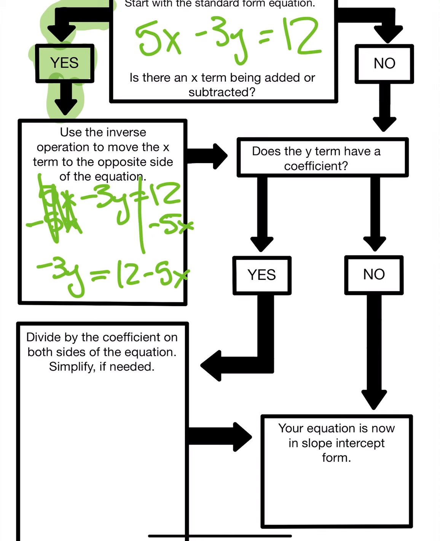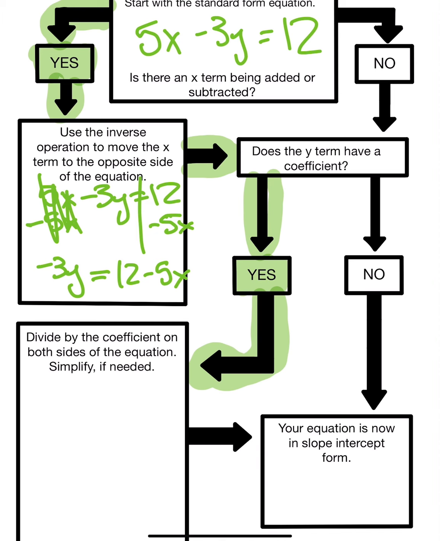On our way to our next box over here, where it says, does the y term have a coefficient? And it does. It's got a negative 3. So this is going to go to the yes box. Following that down there, highlighting our way. Divide by the coefficient on both sides of the equation.